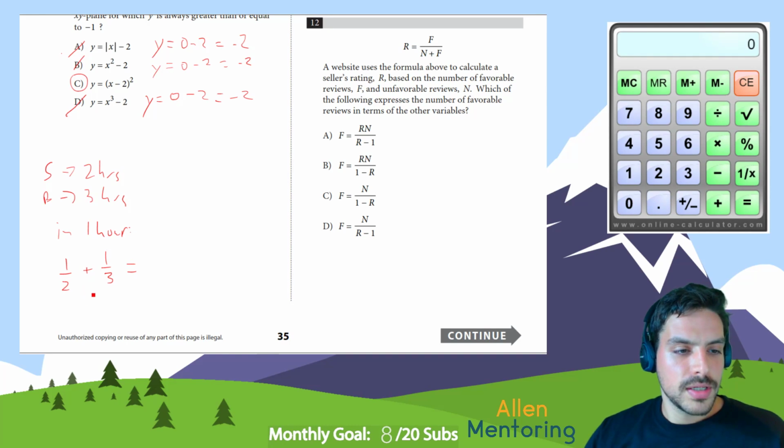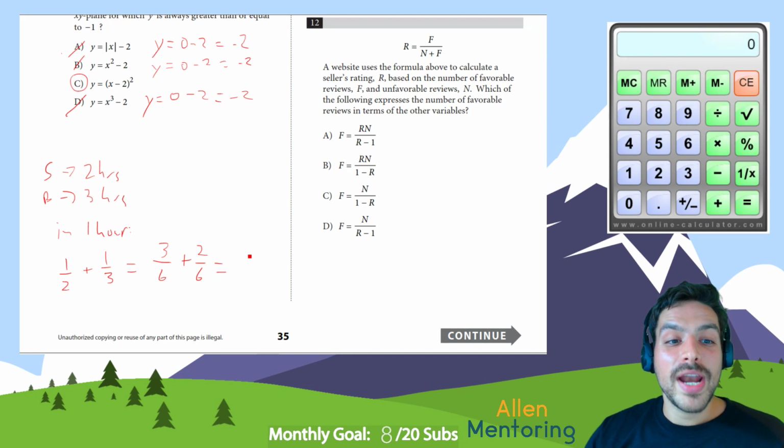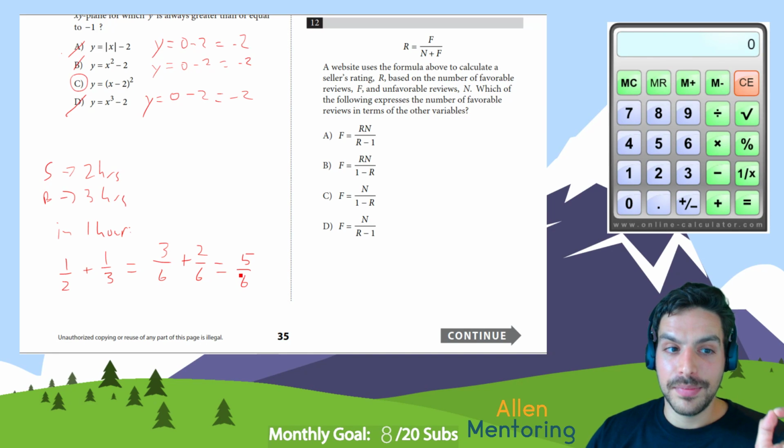We want to set them both equal to a common denominator, which is 6. So we'll get 3/6 plus 2/6. Okay, so in 1 hour, if they work together, they get 5/6 of the job done.